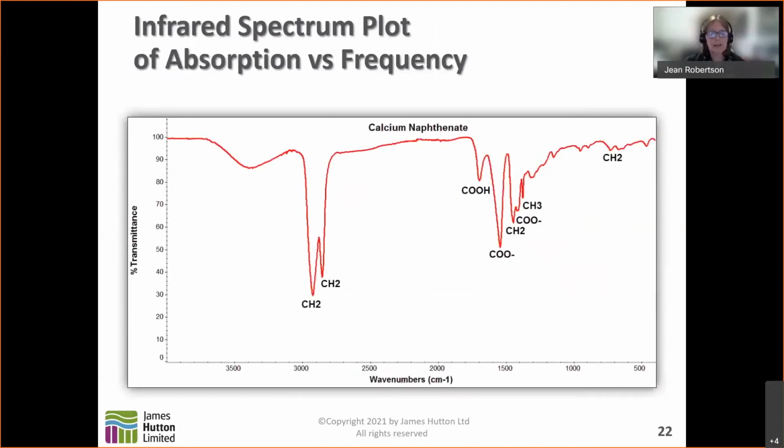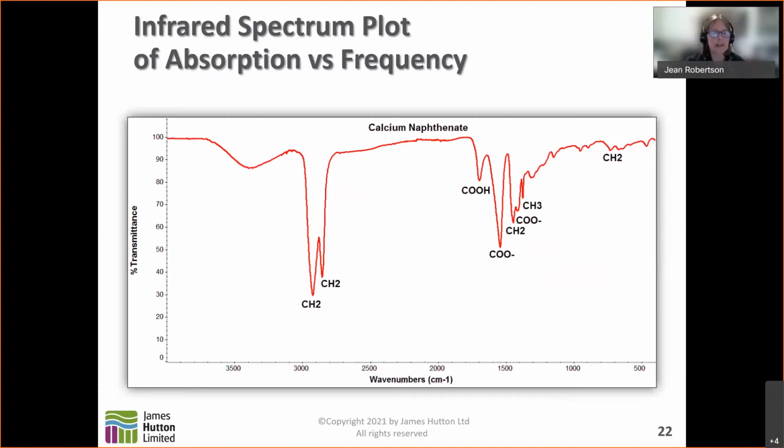So the spectrum, as I say, of water is very simple. When you move over to looking at more complex entities or compounds, you can get a range of different bands which will come from the different parts of the molecule. So for example, here we're looking at a spectrum of calcium naphthenate, which is something many of you may have come across before, blocking things.